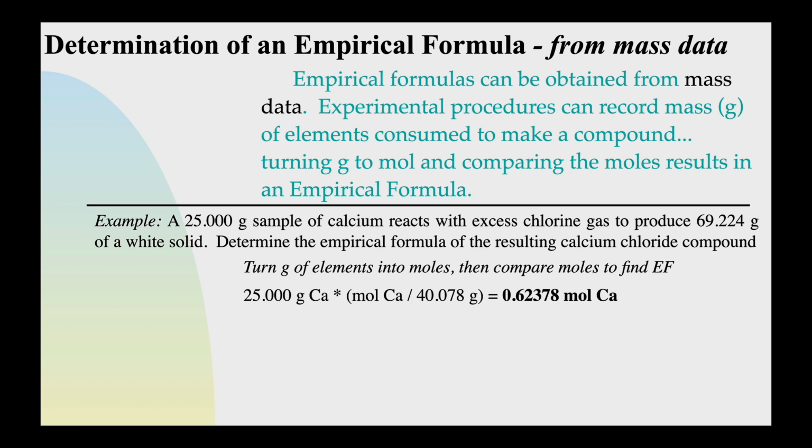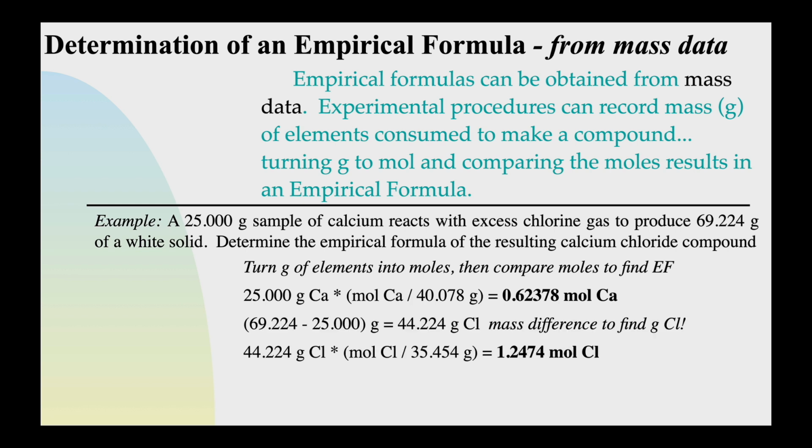And then to find the chlorine, we take the difference between the compound, 69.224 grams, and the calcium, 25.000 grams. Remember, the 69.224 gram number has only calcium plus chlorine. So if we subtract the calcium from it, the remainder, which is the 44.224 number, that's the grams of chlorine in the compound. So we use the difference in masses to find the grams of chlorine in this case, which is very common in these kinds of problems.